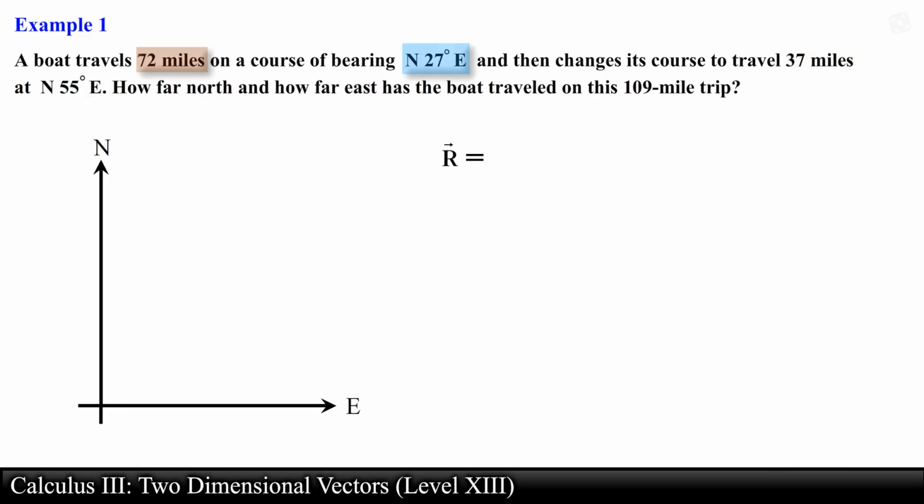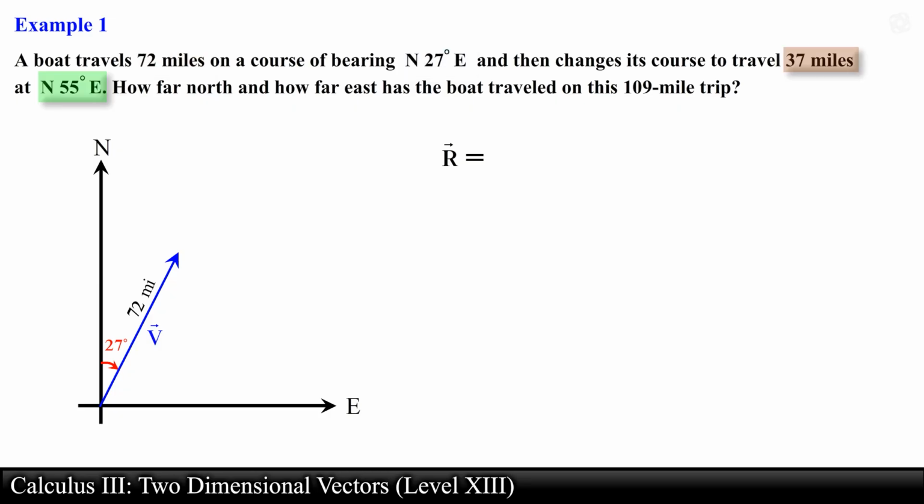Alright, for the first 72-mile trip, we go ahead and start at the origin and draw a vector that starts north and moves towards the east at an angle of 27 degrees as follows. This bearing represents the first 72-mile trip. Let's denote this vector as vector v.